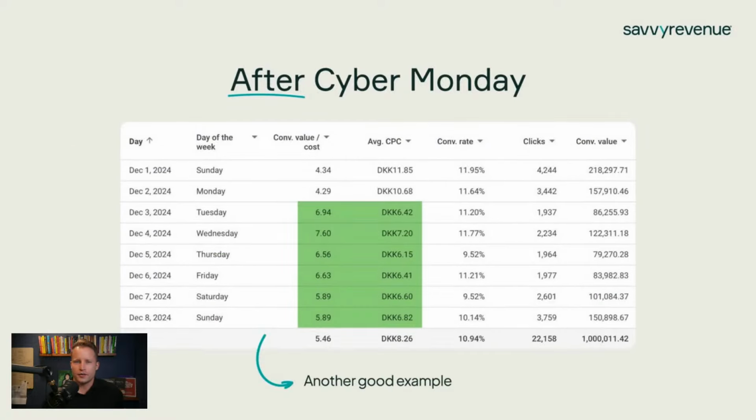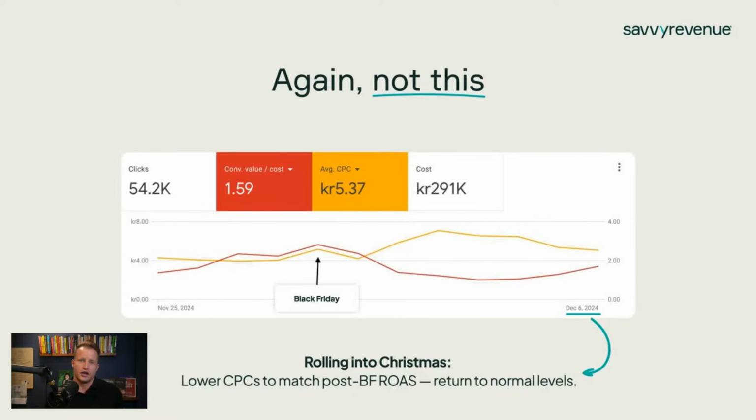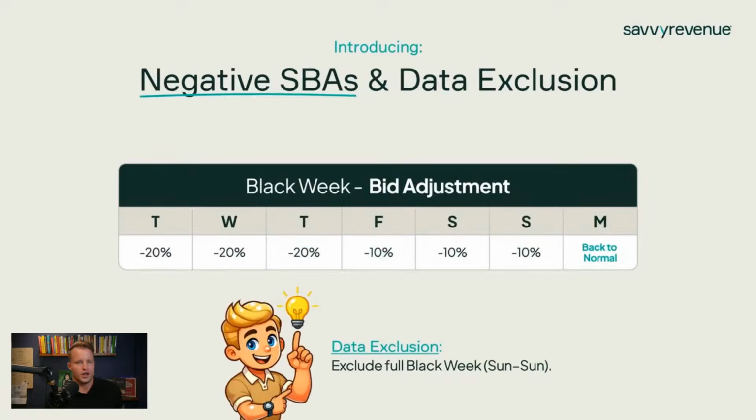And here's another good example where CPCs drop back down to normal level. ROAS is good. Again, you don't want to see a yellow line where you have a CPC here and then it starts increasing afterwards, because then you're just going to see ROAS go crazy. Use negative SBAs and data exclusion.